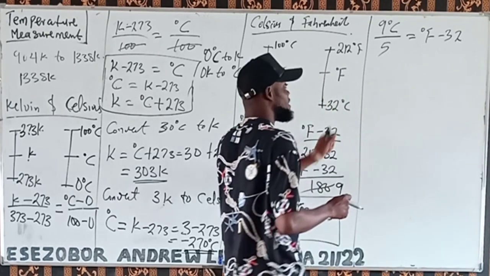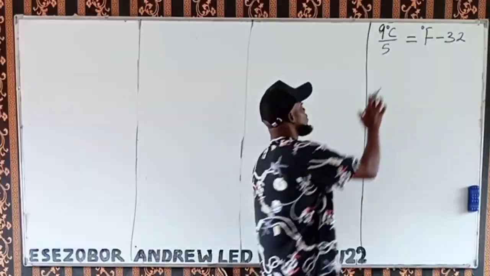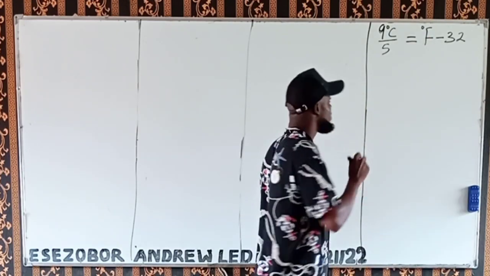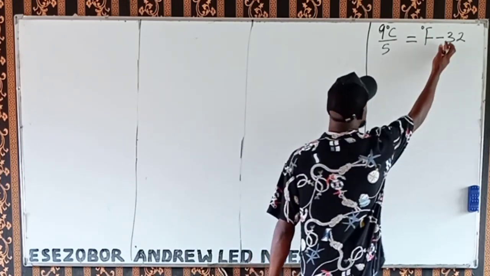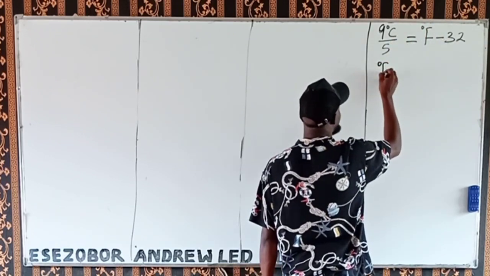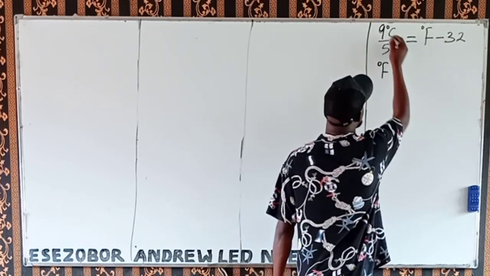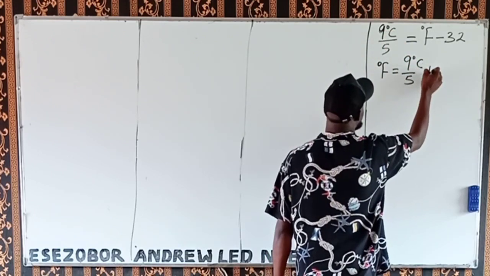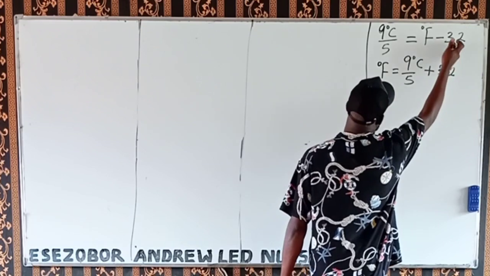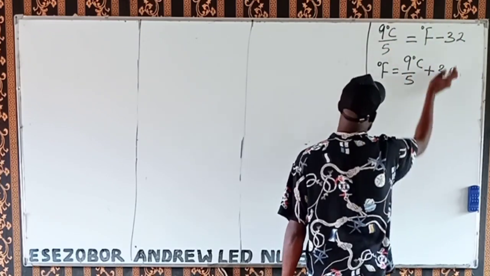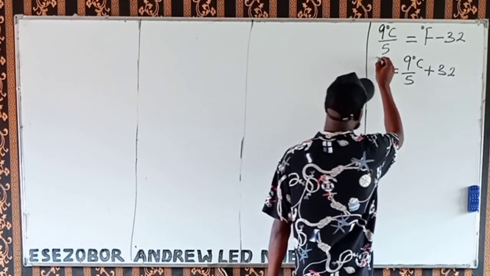So next, making degree F the subject of the formula, we're going to move this minus 32 to the other side. So degree F will be equal to 9 degrees C over 5 plus 32. We put it to the other side, so degree F will be equal to 9 degrees C over 5 plus what? Plus 32. So please take note of this.